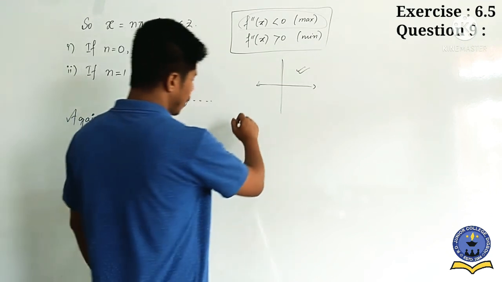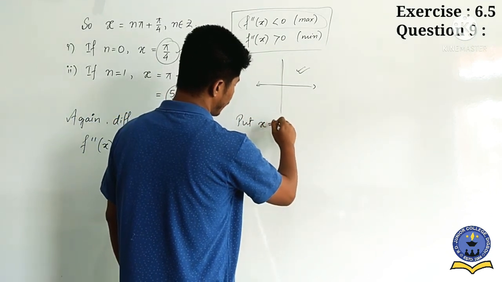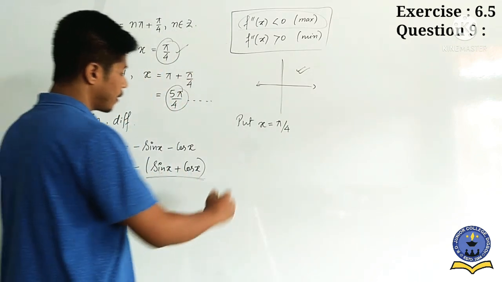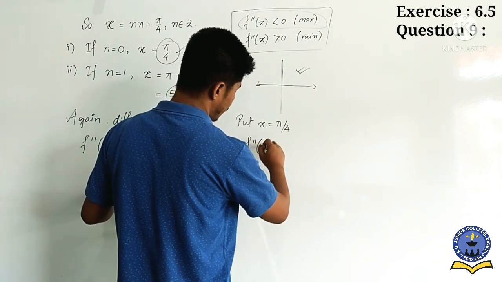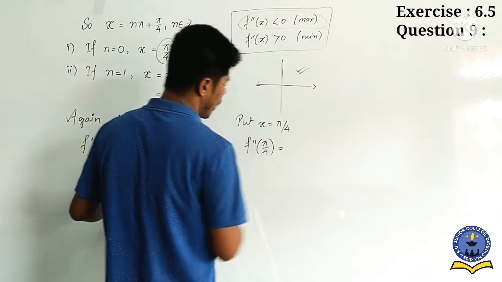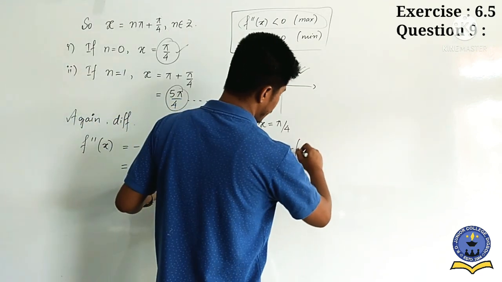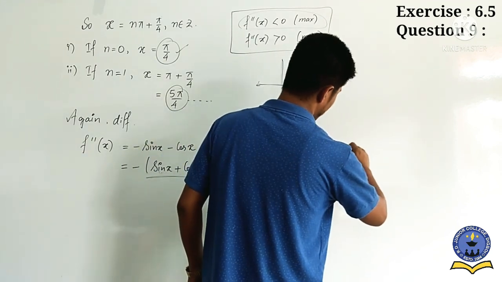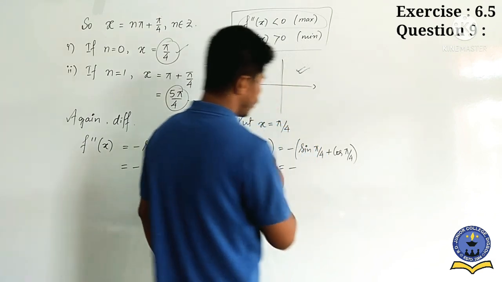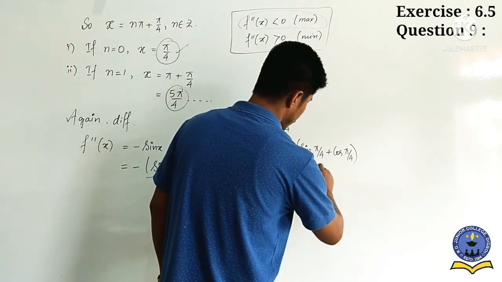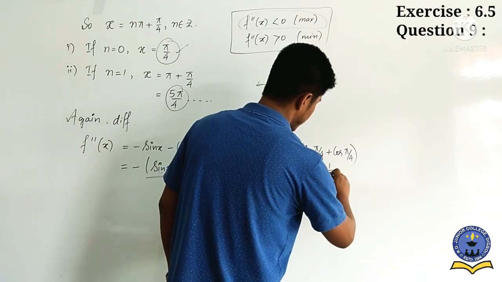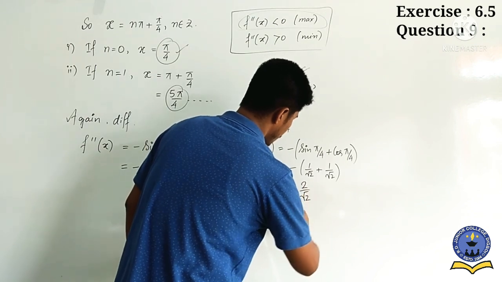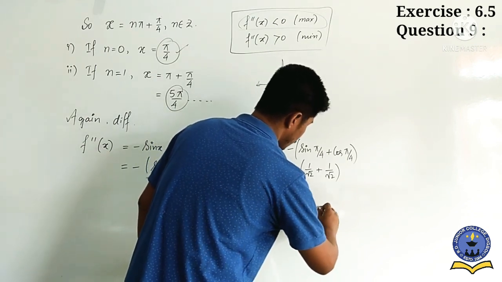So what we have to write here? We write put x equals pi by 4. Now let's check. If we verify f double dash of pi by 4, in place of x we write pi by 4, and here minus sin pi by 4 plus cos pi by 4. Here both are 1 by root 2, plus 1 by root 2. So 1 by root 2 plus 1 by root 2, minus this one we write 2 by root 2, or this one is minus root 2. Which is less than 0.